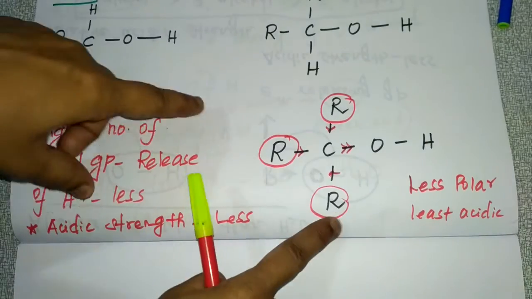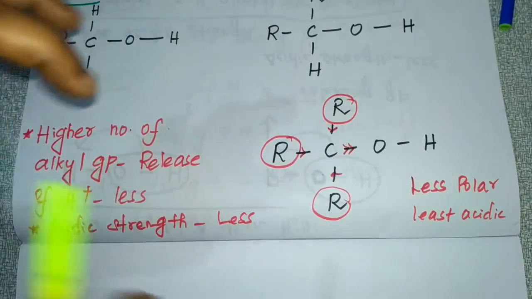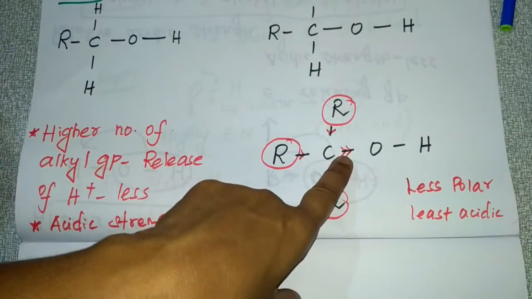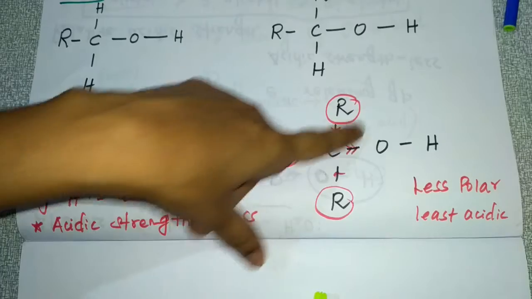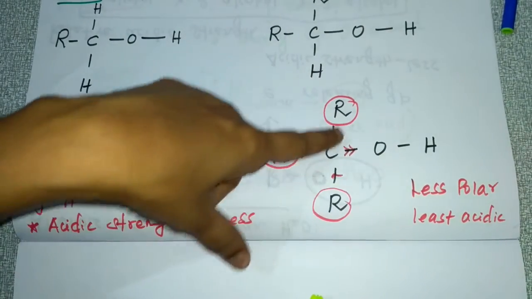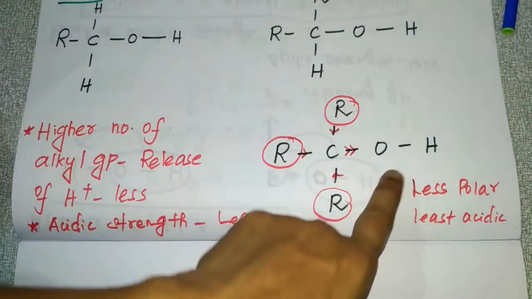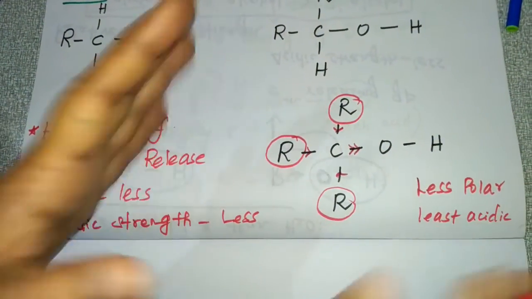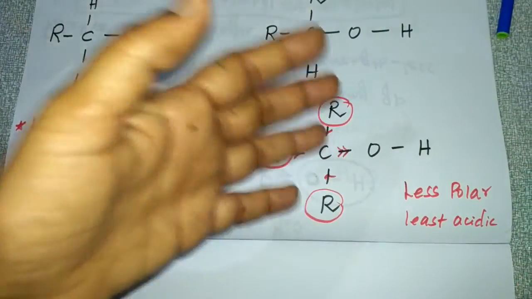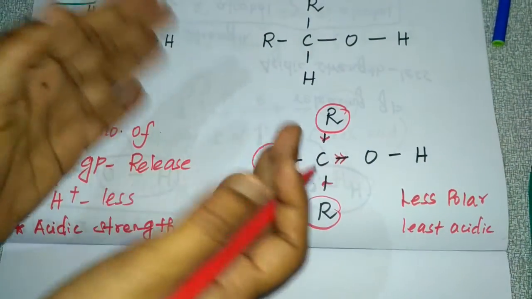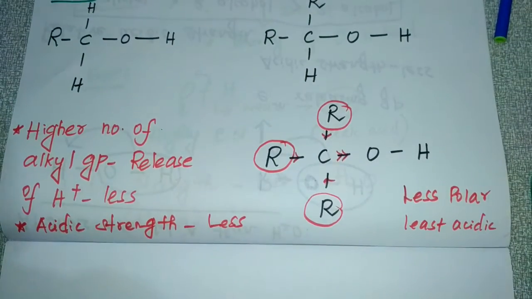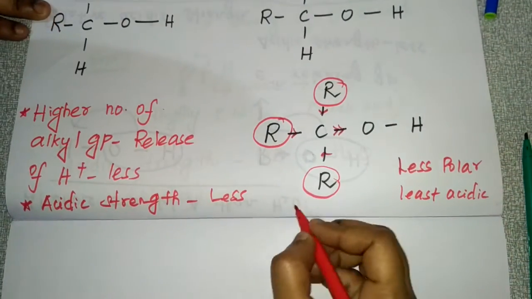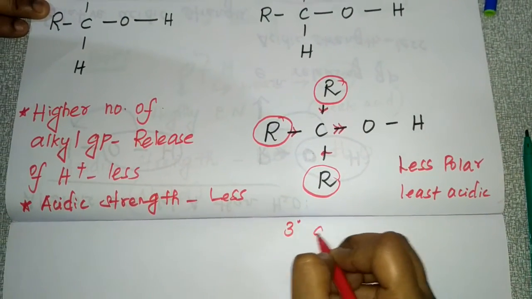Have you understood? More number of alkyl groups are there. They release the electrons to this carbon, and this carbon releases electrons to this oxygen. The electron density on this oxygen will be very high, so this oxygen will not accept the electrons from this hydrogen. So the polarity will be very less, and it is very least acidic also. Clear? Least acidic for tertiary alcohol.